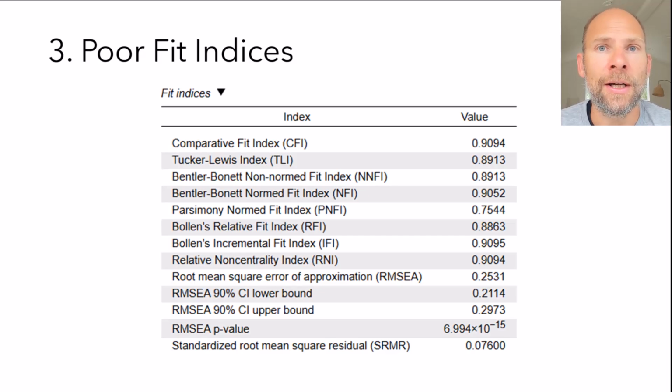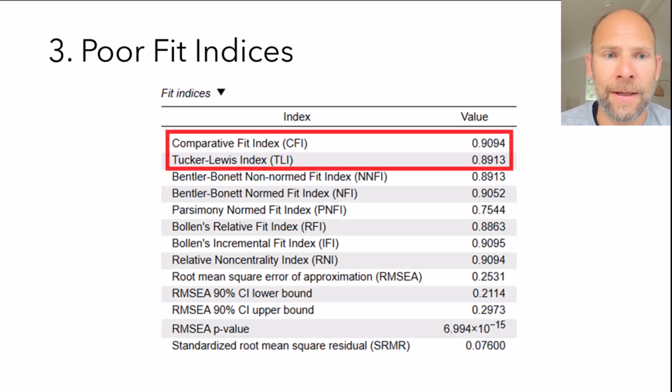Again, this table was generated in JASP for a confirmatory factor analysis model. You can see here the CFI is 0.909, the TLI is 0.89. Those are comparative fit indices that look at our model relative to a baseline model, and they should be above 0.95 for a good model, and here they are not looking very good.